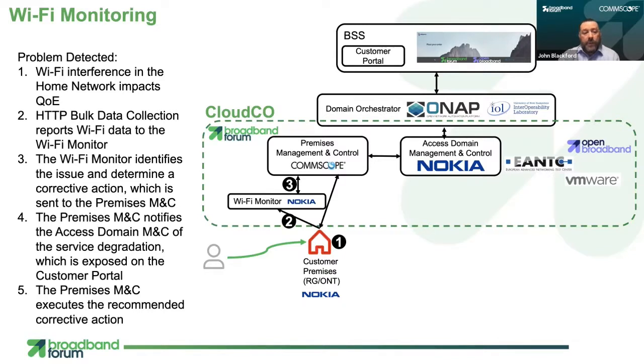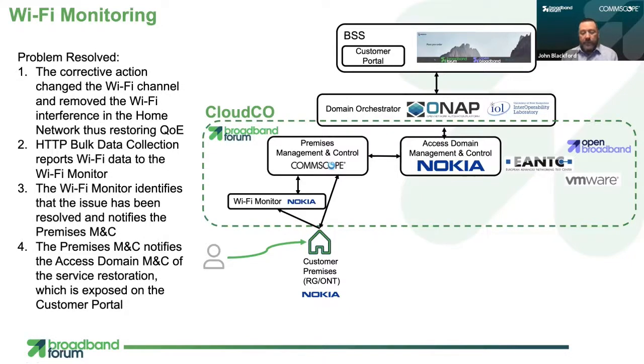With step 3, we see the Wi-Fi monitor identifies the issue and determines that there is a corrective action that needs to be taken, which it then sends up to the premises management and control solution. In step 4, the premises management and control notifies the access domain management and control of the service degradation, which is then exposed on the customer portal. And then in step 5, we see that the premises management and control actually executes the recommended action to fix the issues.